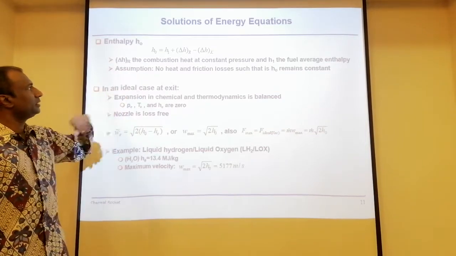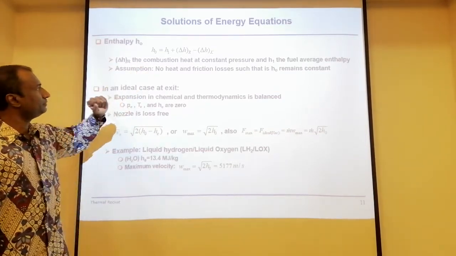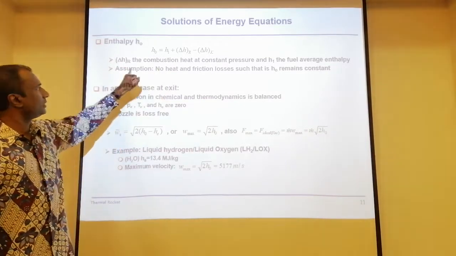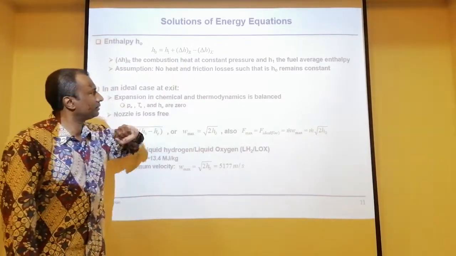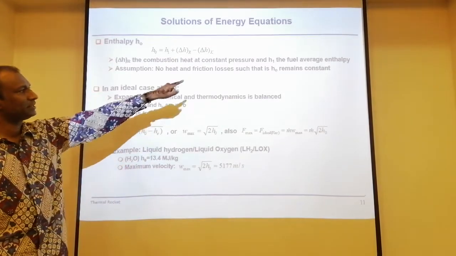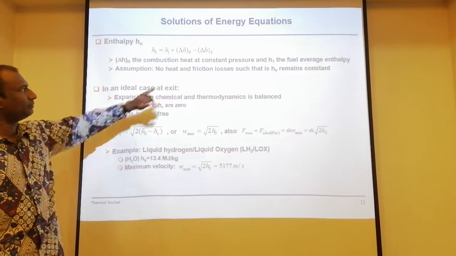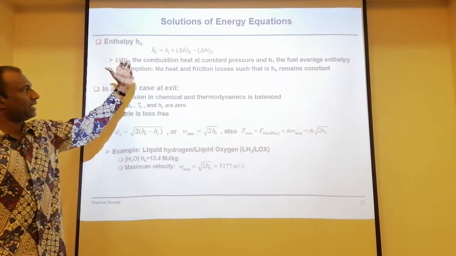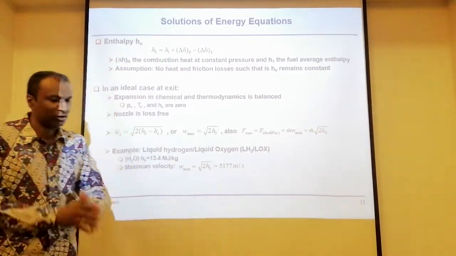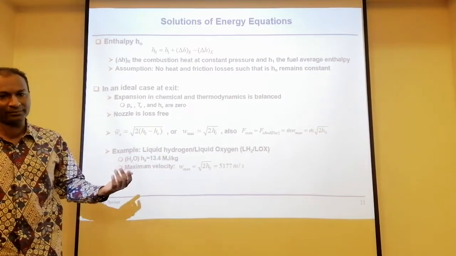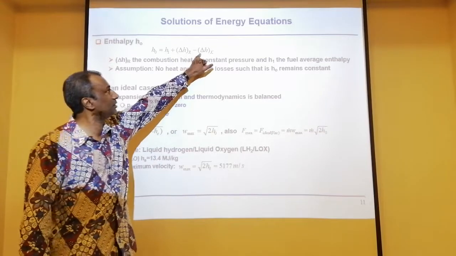So let us see the enthalpy of HO, basically the combustion heat. Okay, delta R is the combustion heat at constant pressure, and HR is basically the fuel average enthalpy. Okay, so this delta H is basically the heat loss. Normally, if you have heat loss due to kinetic effects, you can say this is a kinetic heat loss.